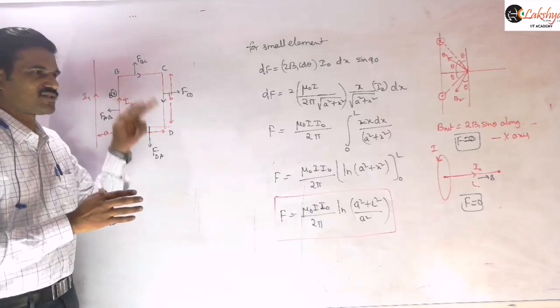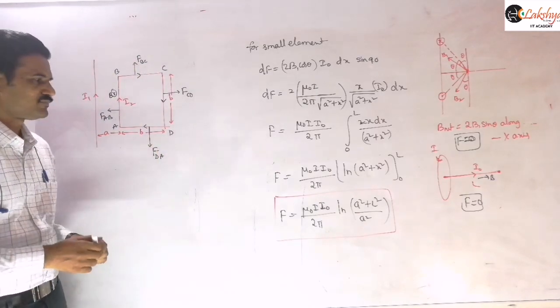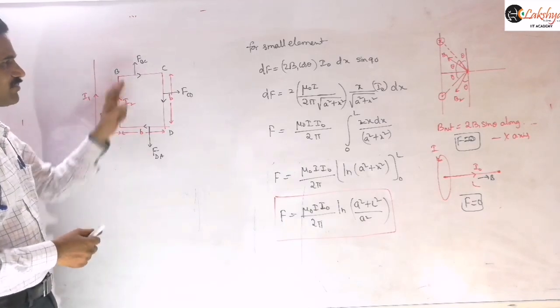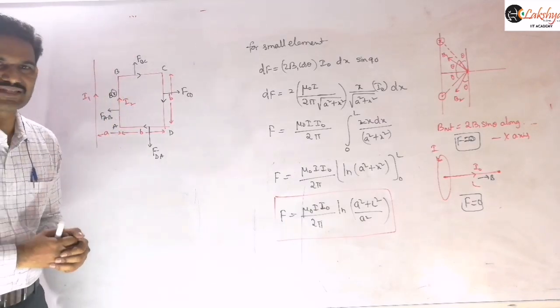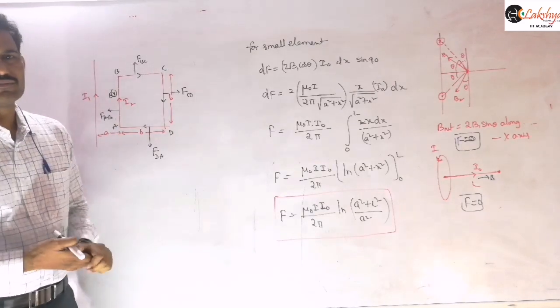Sometimes they will ask only the force acting on that BC in this loop. So you need to calculate like that. These two will be equal in magnitude and opposite in direction, so they will cancel with each other. Can you say similarly these two are equal and opposite?